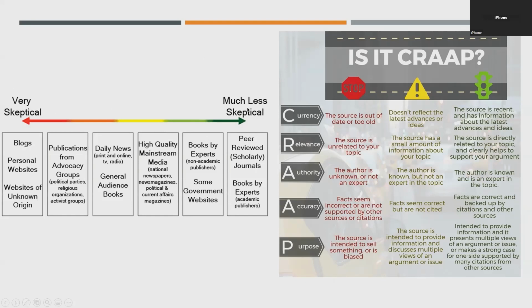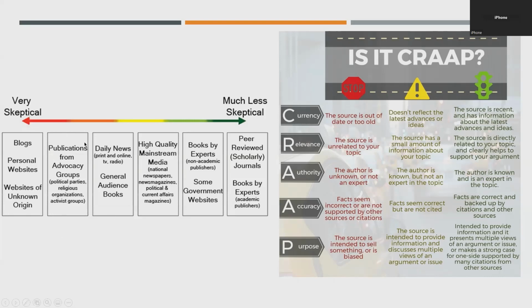So here on the left side of my screen, we have a spectrum. These are sources that we should be pretty skeptical about. These are not very trustworthy sources. On this end of the spectrum, we have generally pretty trustworthy sources, things that we don't really need to be very skeptical about. So down here, blogs, people's personal websites, or websites where you can't really tell where the info is coming from or who published it, we shouldn't really trust those.